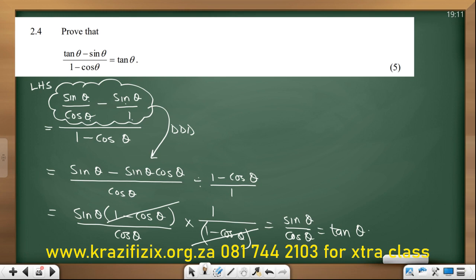Identify the identities, change them. If it's a fraction, do the diagonal multiplication. Then factorize, simplify, you're done. Are we okay here?